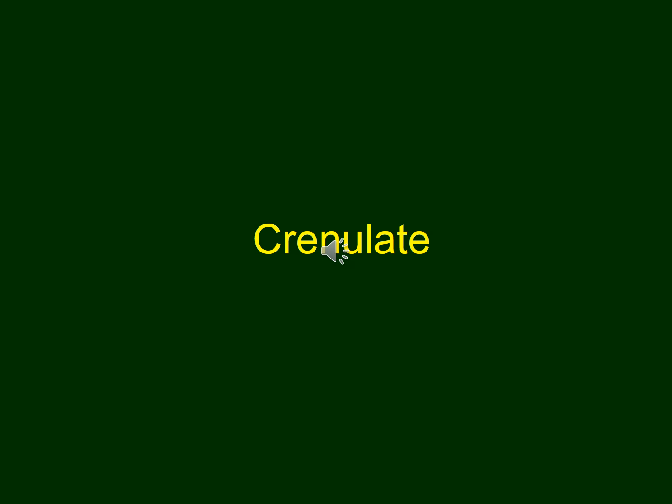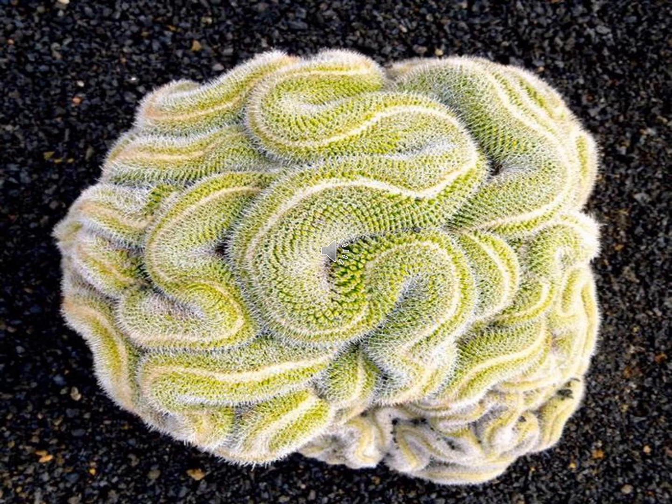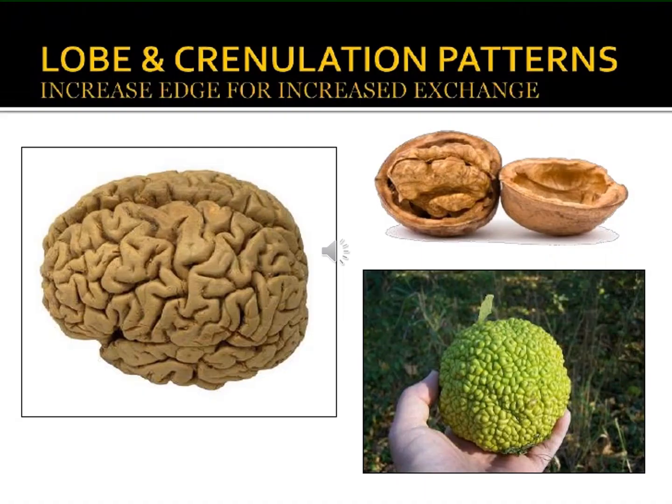Crenulate is also another pattern type, and we see that often inside of organisms. This succulent is actually in the crenulate shape. You can see it just twisting and turning on itself. Other crenulate shapes are the human brain, or this spider apple. It comes from the Osage orange tree, that orange thing the person's holding. The shape of the nut of a walnut inside. Those are all crenulate, and they are made to maximize surface area as well.